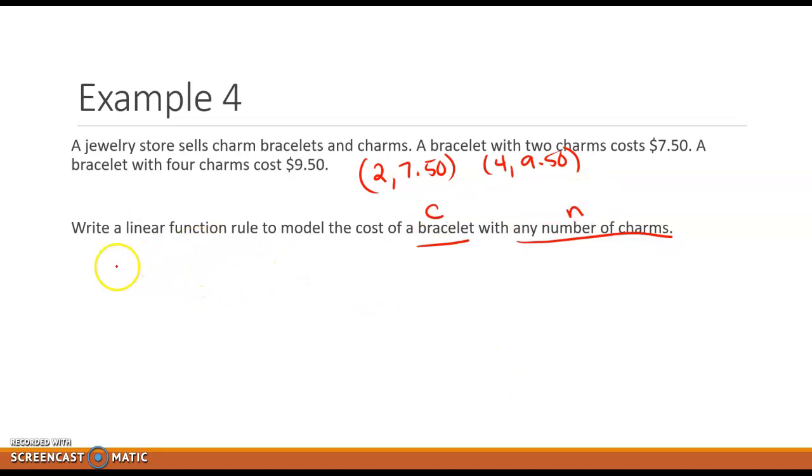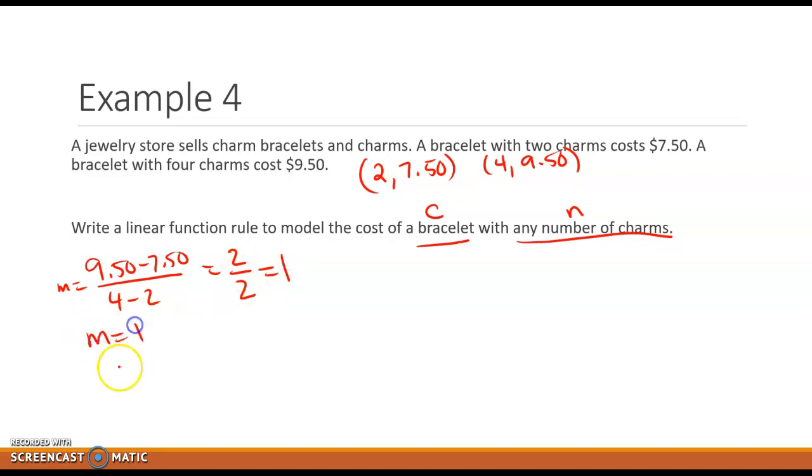All right, so I got to, again, first start by slope. 9.50 minus 7.50 over 4 minus 2. So 9.50 minus 7.50 is 2, 4 minus 2 is 2, and 2 divided by 2 is 1. So right now I have that m equals 1. We need to find b. I don't know b, and so we're going to find b by picking one of these points. It doesn't matter which one. I'm just going to go with the first one.